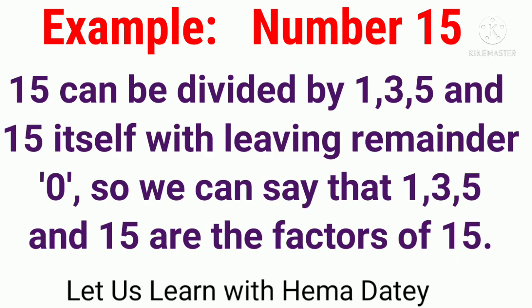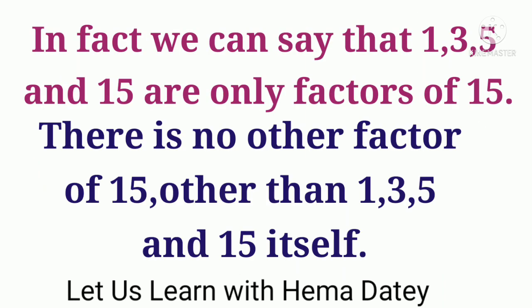For example, number 15. 15 can be divided by 1, 3, 5 and 15 itself, leaving remainder 0. So we can say that 1, 3, 5 and 15 are the factors of 15. In fact, 1, 3, 5 and 15 are the only factors of 15. There is no other factor of 15 other than 1, 3, 5 and 15 itself.